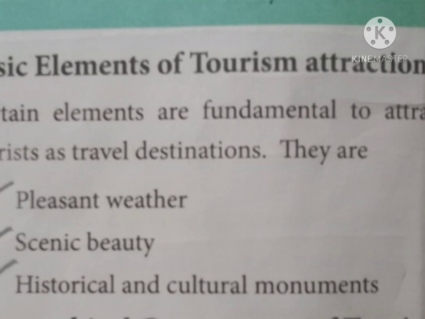Next, some basic elements of tourism attraction. If tourism wants to attract people, it should have some elements. What are the elements? First one is pleasant weather. The weather should be good to attract the people. Second one is scenic beauty. That place should be beautiful, like nature or artificial. And next one is historical and cultural monuments. So these three elements will attract the people and help the country develop its tourism.